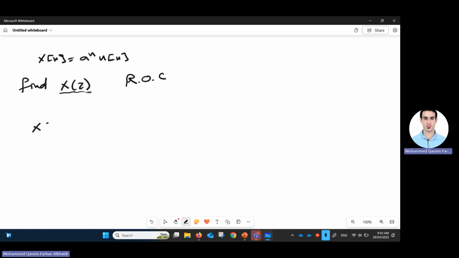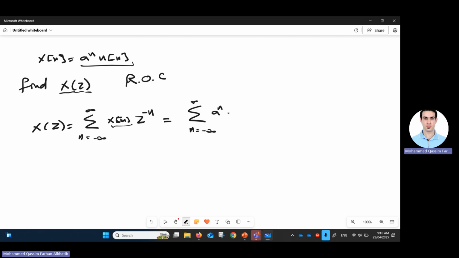All right, so x of z by definition equals the summation from n equal negative infinity to infinity of x of n z to the power negative n. So we just substitute, from negative infinity to infinity, x of n, this expression here. So I have a to the power n u of n z to the negative n.